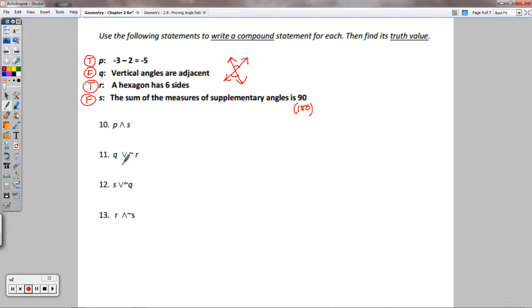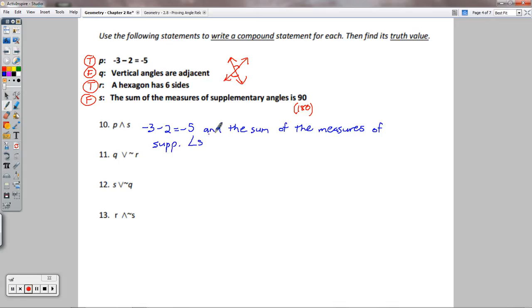So now we're going to use that symbolism that we learned to write out a compound statement and then find the truth value. So remember, think of capital A, it kind of looks like and. So this is like a capital A without the horizontal bar. This is and, this is or, and this is and. And so we have, let me just write out the statements, P and S. So P would be -3 minus 2 equals -5. And statement S is the sum of the measures of supplementary angles.